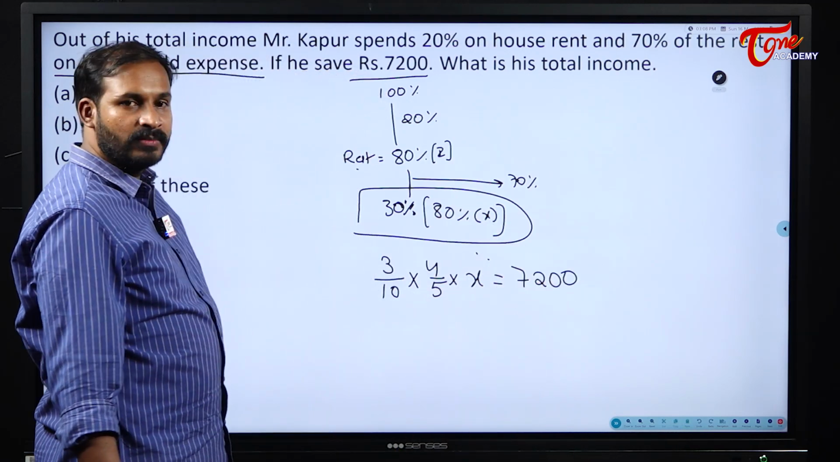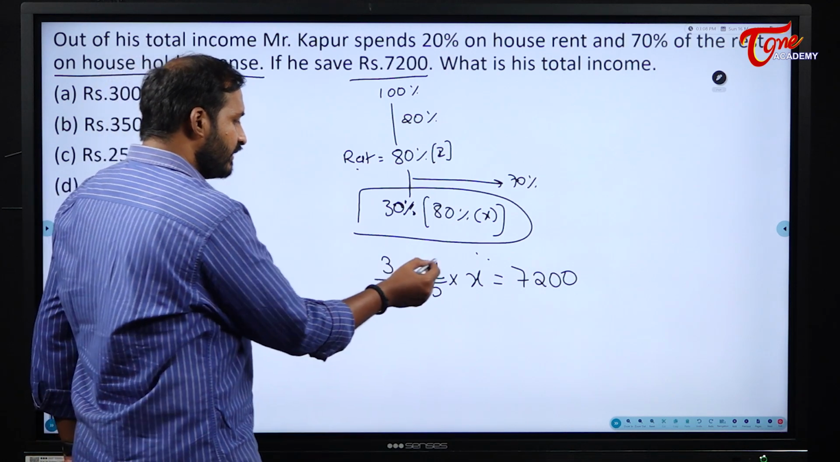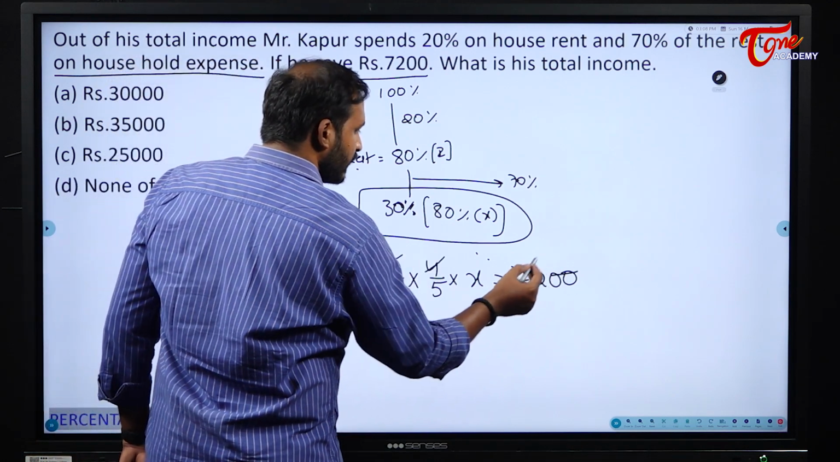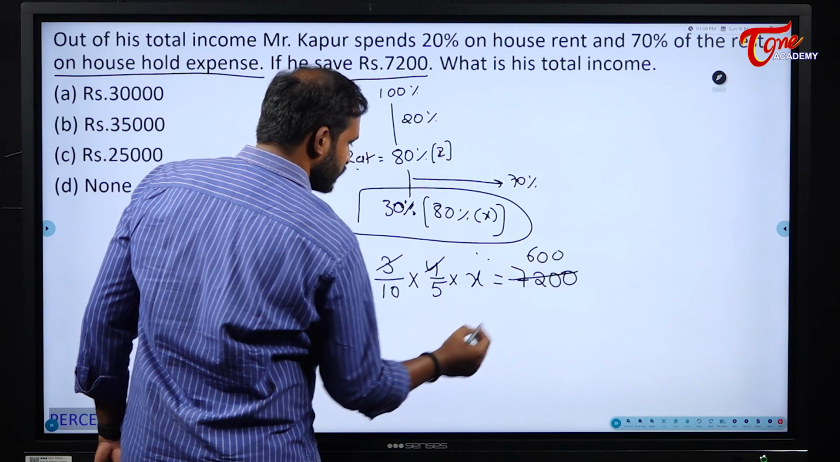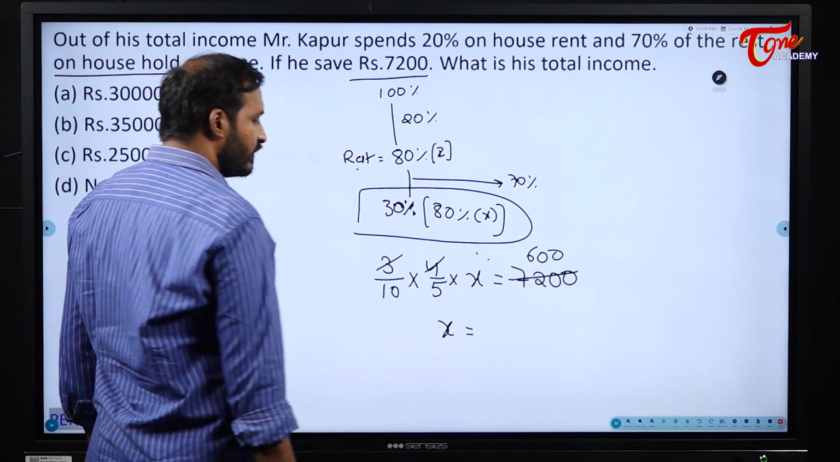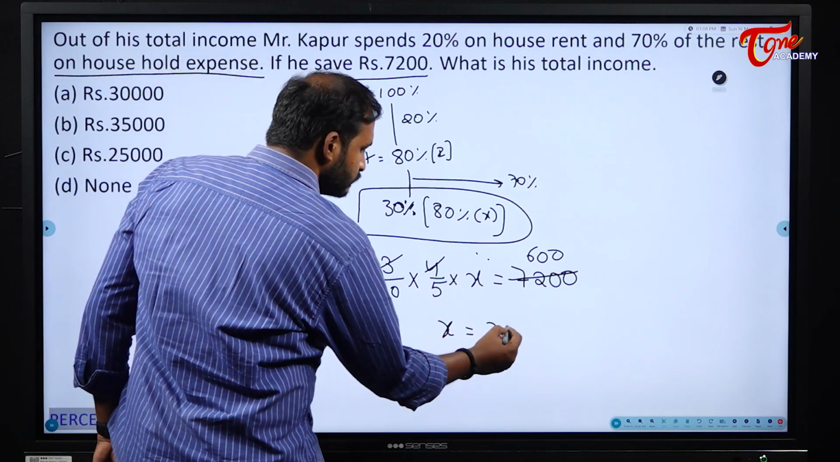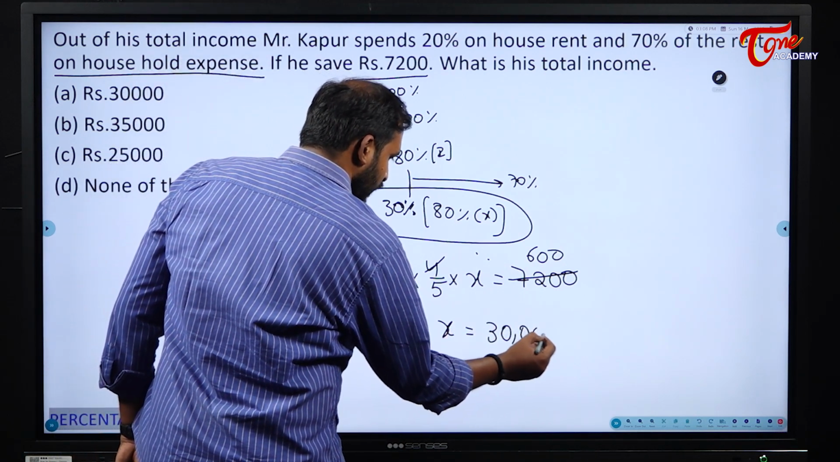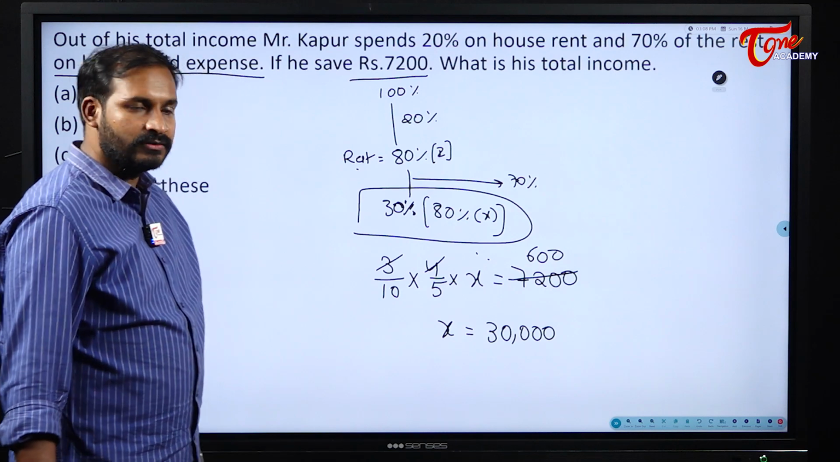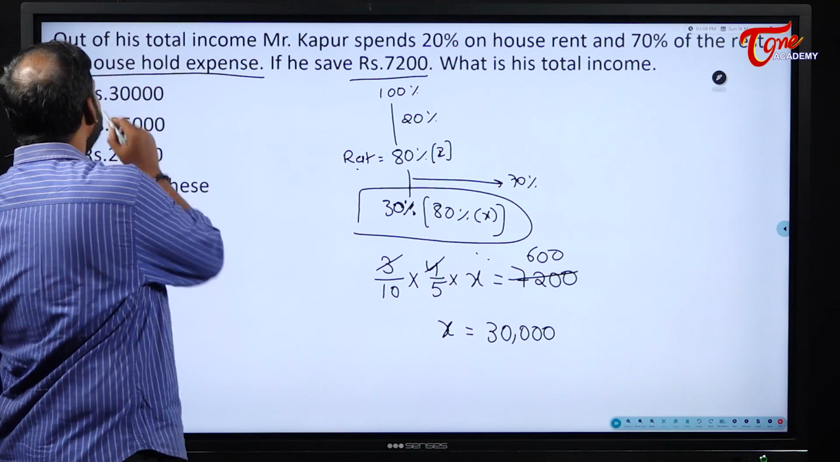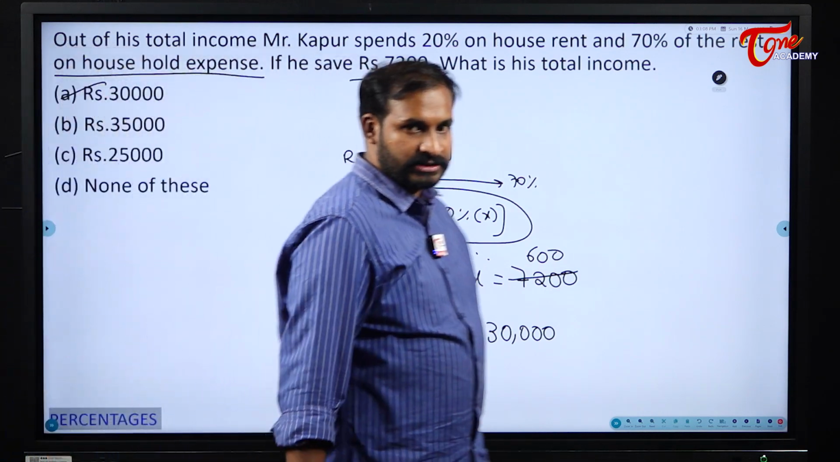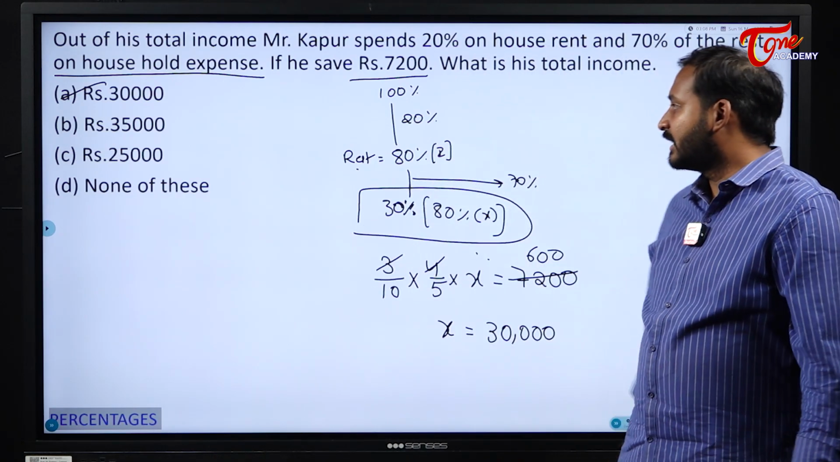This value is equal to how much? 7200. Now, see here, 3 4s are 12, right? So, 12 6s are 72 and 2 zeros. So, X value will become what for me? 50 into 600, which is equal to 30,000. So, his monthly income is 30,000. His monthly income is here 30,000.